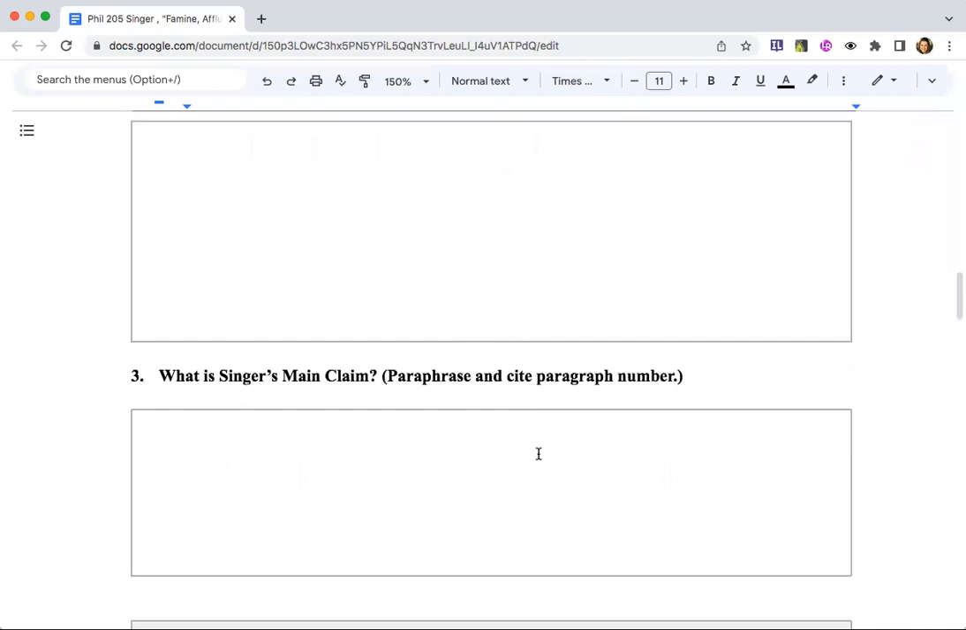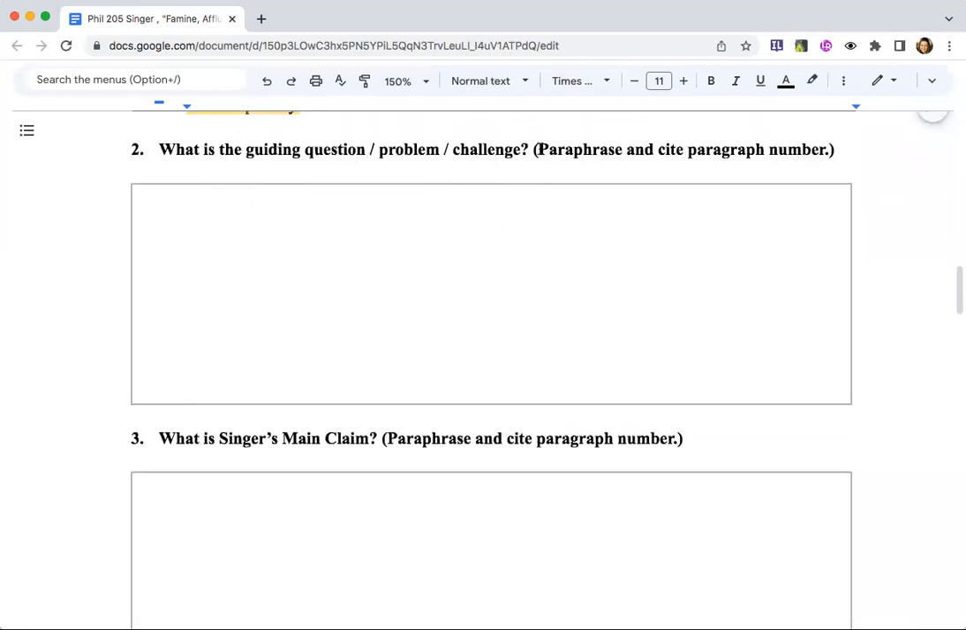So let's paraphrase and cite. Whenever you paraphrase, you are required to provide a citation. Citation is not the same word as quotation. When you quote something, that means you are using the words verbatim. You put the quote marks around it and you provide a citation. But when you paraphrase, you put it into your own words. It's the author's idea, but it's in your words.